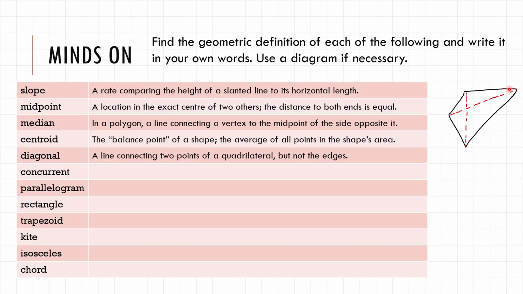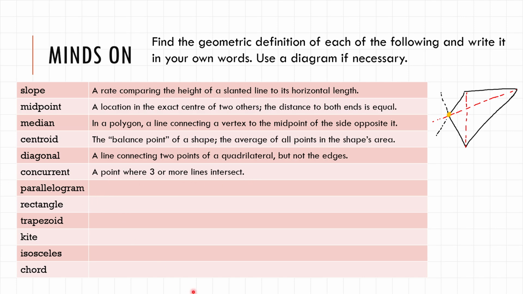Concurrent is an adjective. It means a point where 3 or more lines intersect. So if I were to extend the diagonal here a little bit, and I were to extend the side lengths a little bit here, just like that, then I would say that this point right here is concurrent to all 3 of those lines. So it's a point where 3 or more lines touch each other.